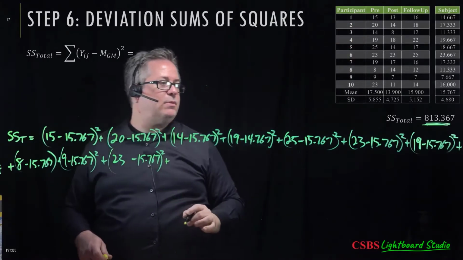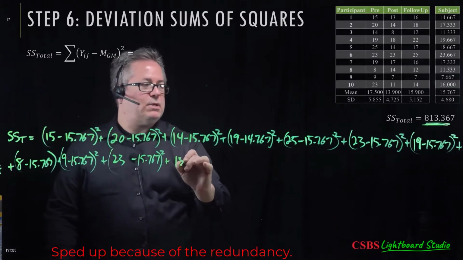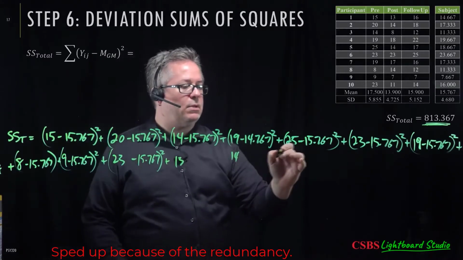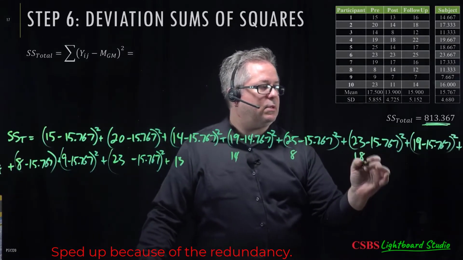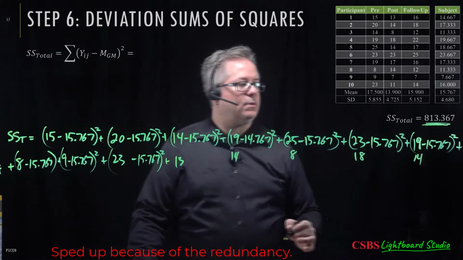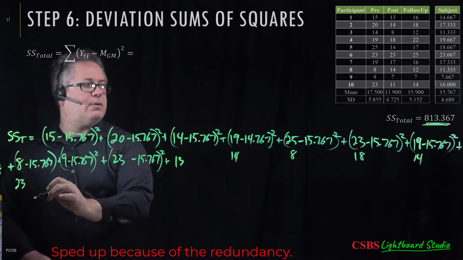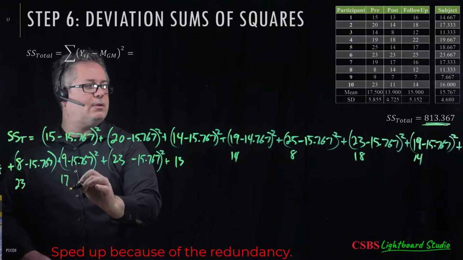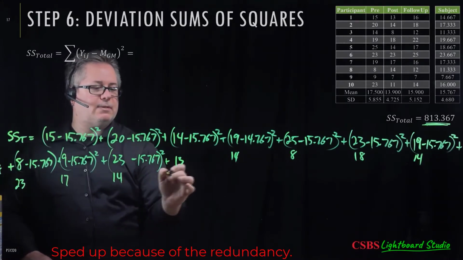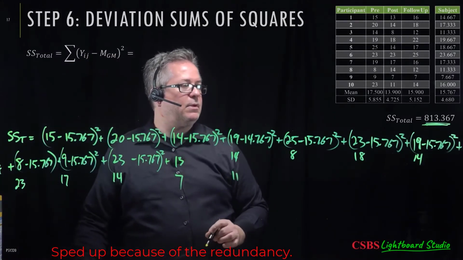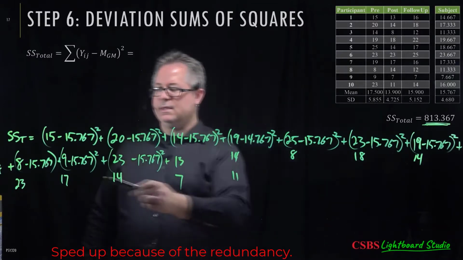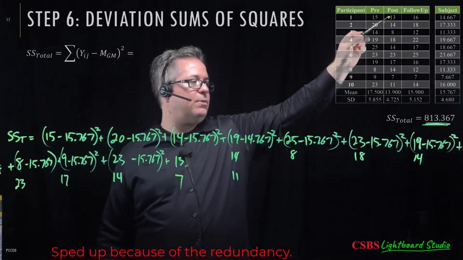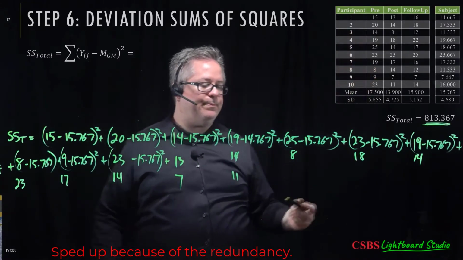So now, see if I can just do this a little bit differently. So 13, 14, 8, 18, 14, 23, 17, 14, 7, 11. All right, so that should be 1, 2, 3, 4, 5, 6, 7, 8, 9, 10. Going to take me all the way through post. So I'm going to keep going to follow up.